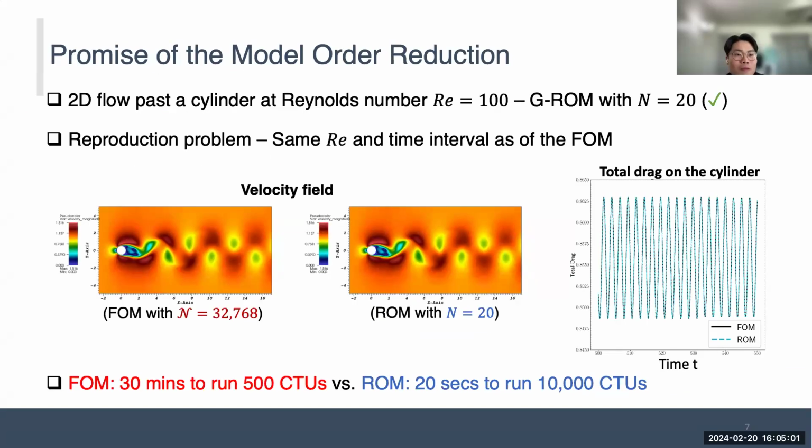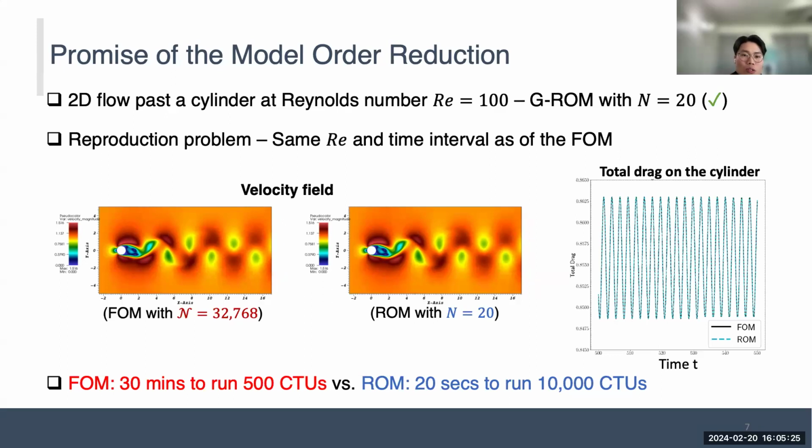So let's look at some promising examples where the reduced order model is successfully applied. Here's a 2D flow past a cylinder at Reynolds number 100. And we consider a reproduction problem, meaning that the ROM is tested at the same Reynolds number and time interval as the full order model.